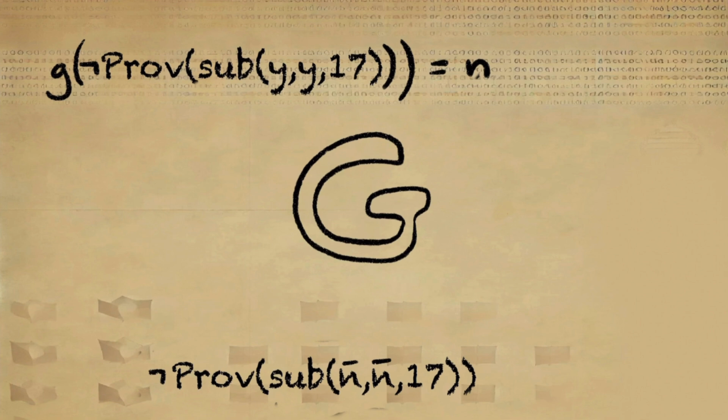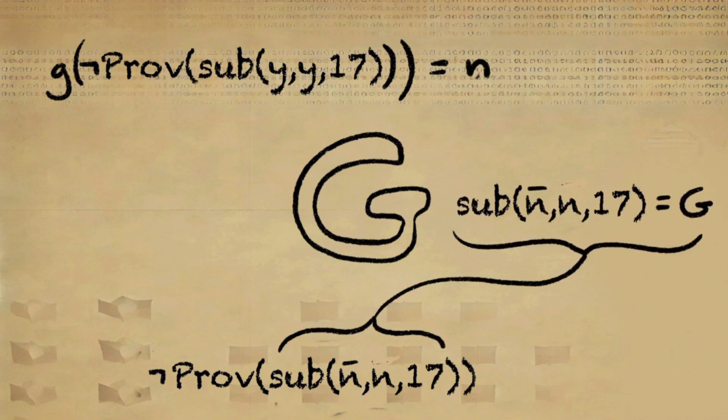Now what does that mean? Well, let's remember that sub outputs a number. So sub NN17 outputs some number. Let's call it G. Therefore, not prove sub NN17 says that some sentence represented by the number G doesn't have a proof. It's unprovable. So G is unprovable.